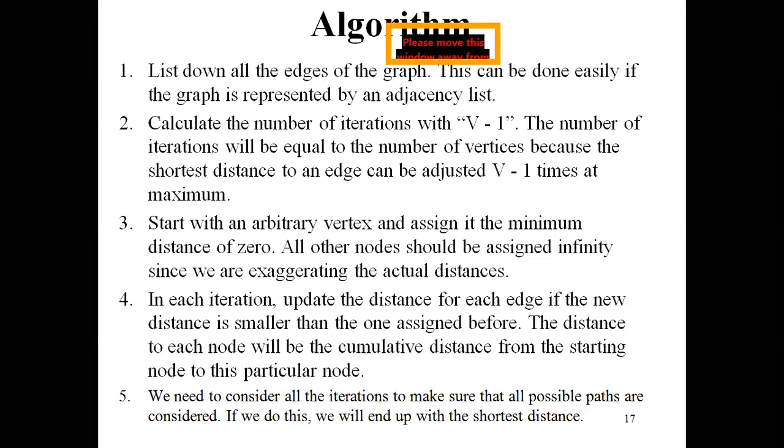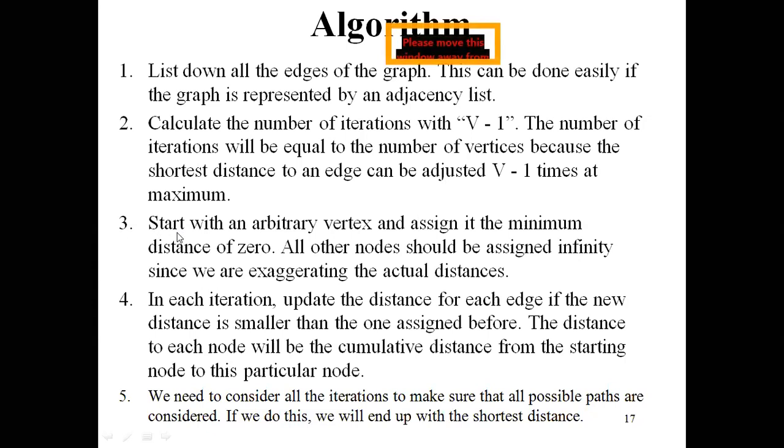So depending on the number of vertices, you need to repeat the iterations. The number of iterations depends on that, because the shortest distance to an edge can be adjusted v minus 1 times at maximum.